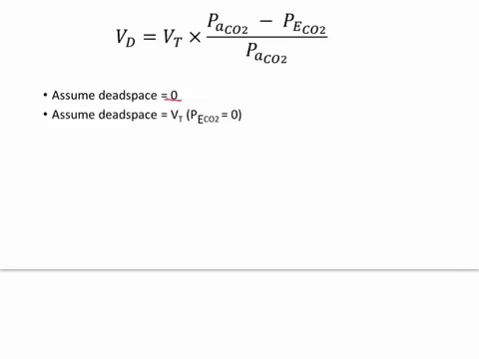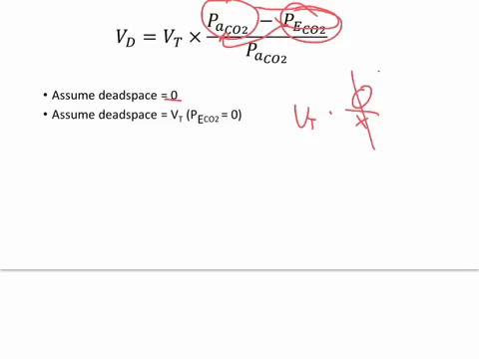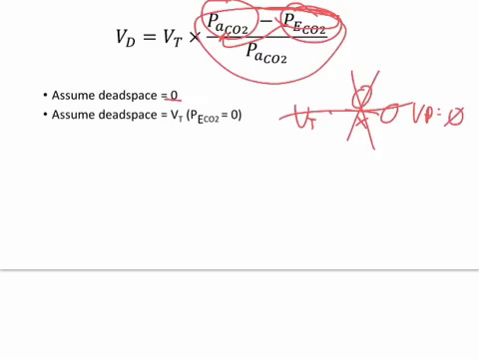Assuming that dead space is 0, what would that mean? It would mean that the exhaled CO2 is the same as the alveolar CO2, which is also the same as the arterial CO2. So this minus this would equal 0. So you would have the tidal volume times 0 over something. That becomes 0. Multiply it, it becomes 0. And then you get the dead space is 0. So if dead space is 0, all of this turns to 0, and you get dead space equal to 0.